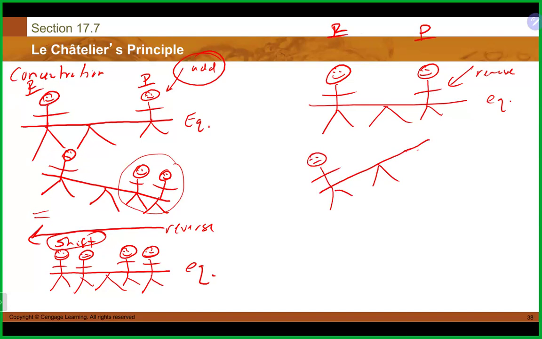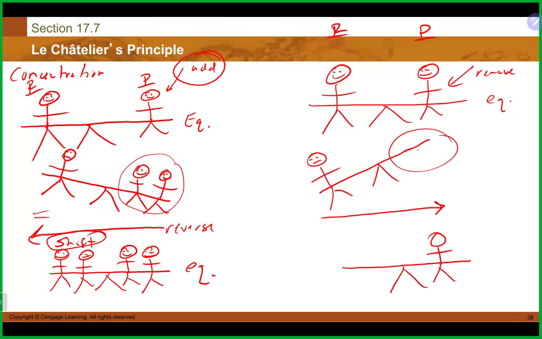Now, in this case, to fix the equilibrium, we actually need more people on this side. So it's actually going to shift towards the side we removed it from. And this will return it back to equilibrium.